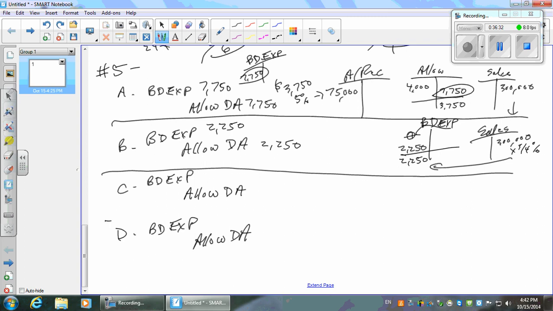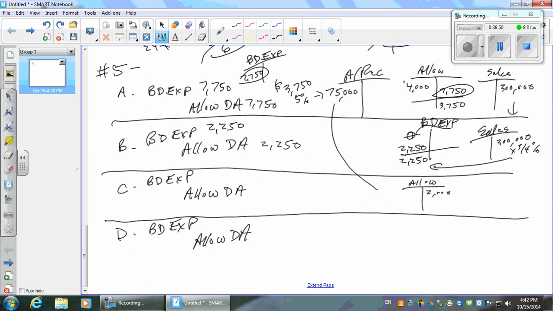Let's try C. What do you know in C? Assume everything's the same except the allowance has a credit balance of 2,000. So now the allowance, instead of a debit of 4, is a credit of 2. And what did we just calculate we wanted the allowance to be? 3,750. Do you still want it to be 3,750 if you want it to be 5% of 75,000? Of course you do.